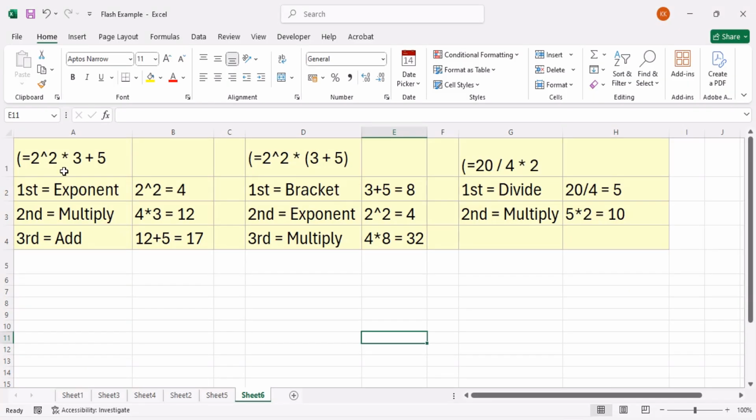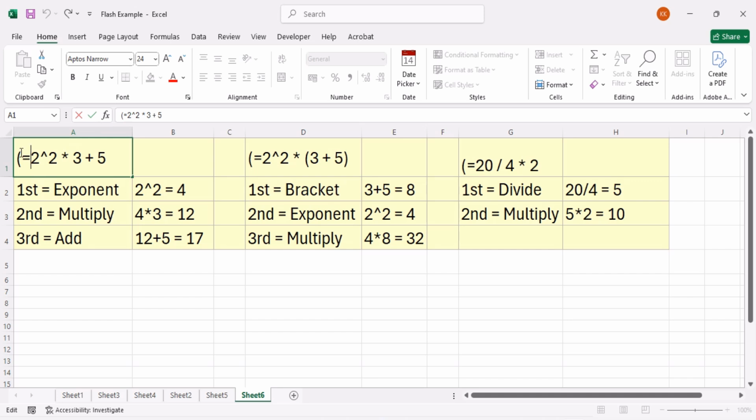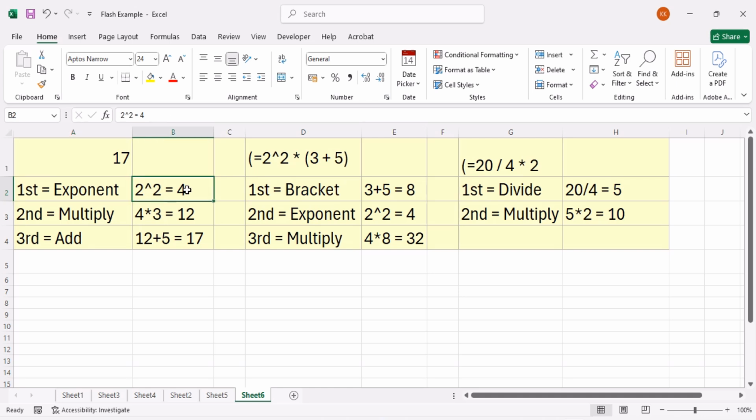Using mathematical operators in their order of precedence. Example 1. Without parentheses, check the result of the following formula. Equals 2 raised to power of 2 times 3 plus 5. Excel first performs exponentiation. 2 raised to power of 2 is equal to 4. Then performs multiplication. 4 times 3 is equal to 12. Then performs addition. 12 plus 5.